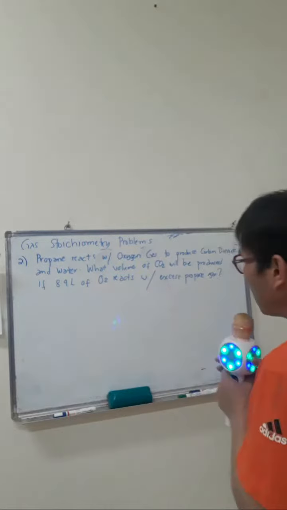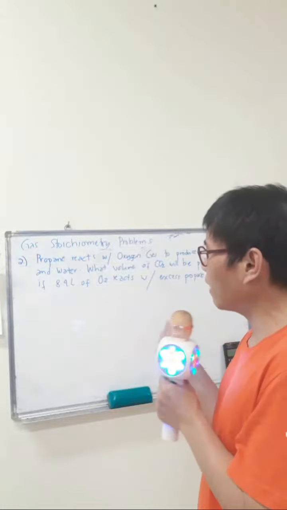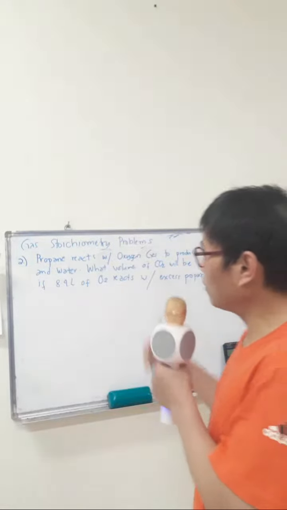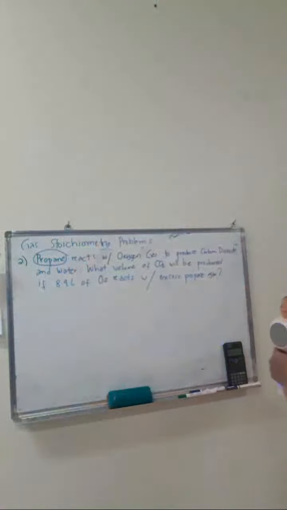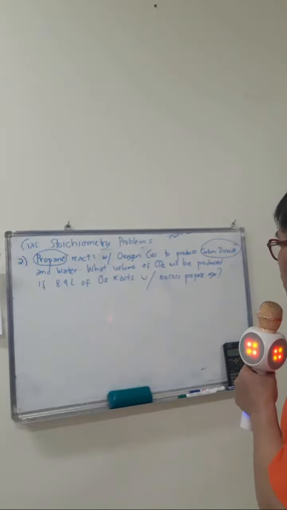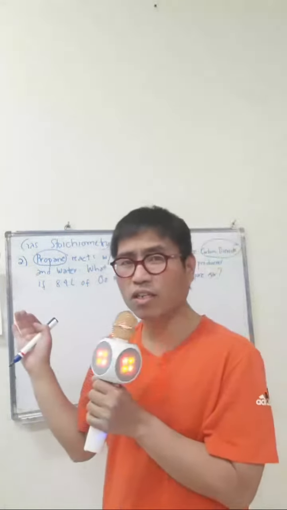Oh my gosh, propane! This is a word statement, no chemical formula is given. So propane, you need to identify first. This is the first issue. You need to determine the chemical formula. Carbon dioxide, the formula is very easy, right? CO2. Now this involves a very obvious combustion process.